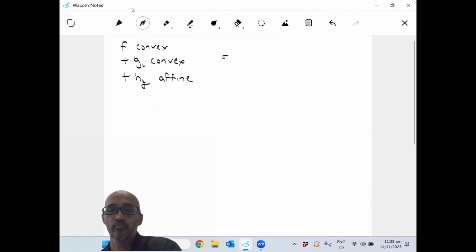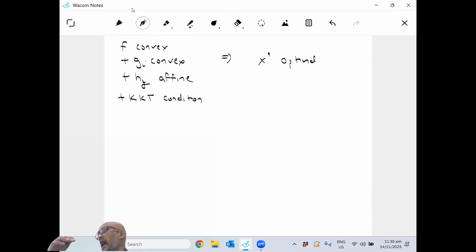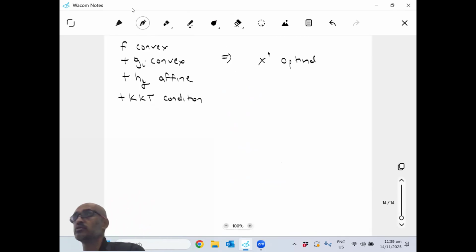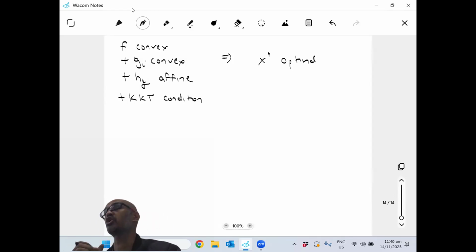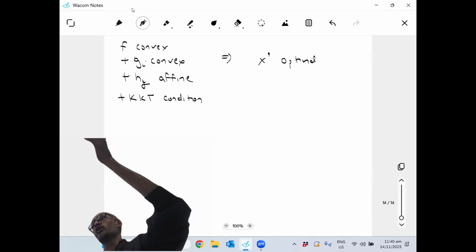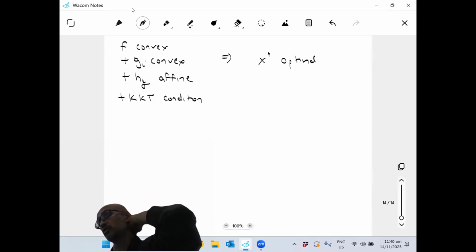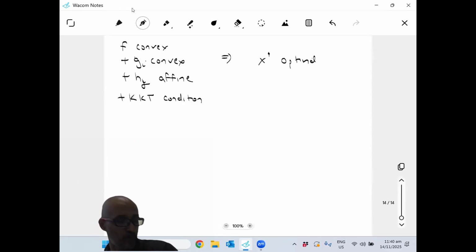Then, if KKT conditions are satisfied, x star is optimal. So there's actually a reverse direction under convexity. The first set of conditions was necessary. This is sufficiency, basically. Under convexity, if you find a point that satisfies KKT conditions, that's optimal. So we're going to use this. I'll look at the KKT conditions for the barrier problem.